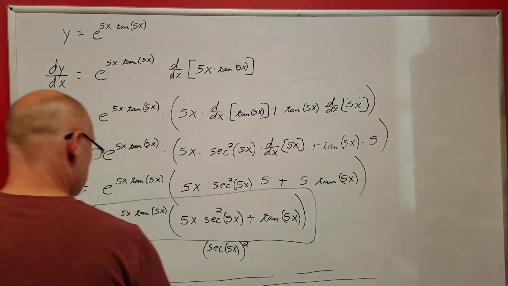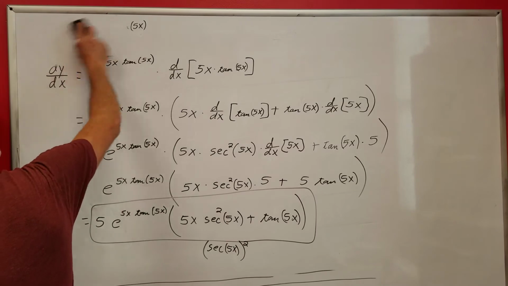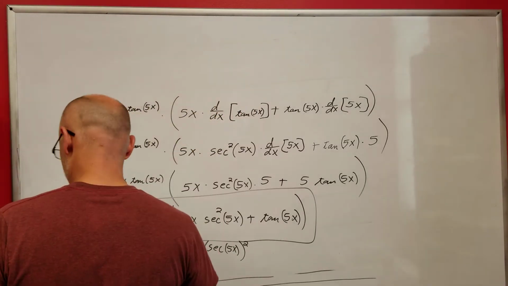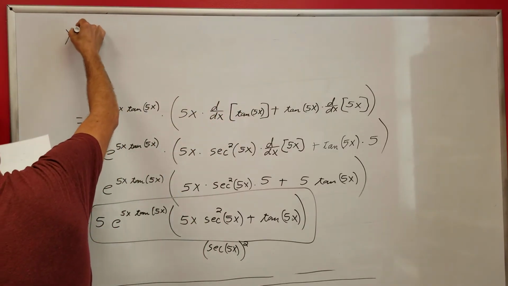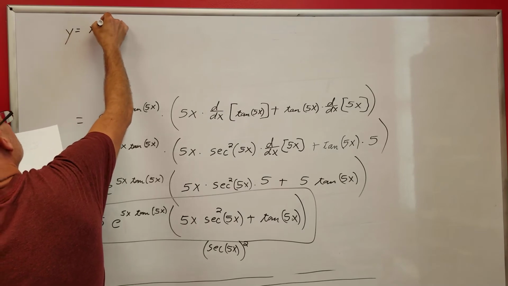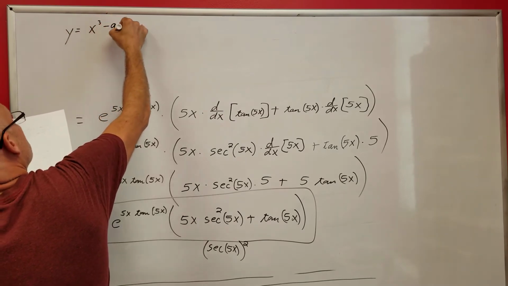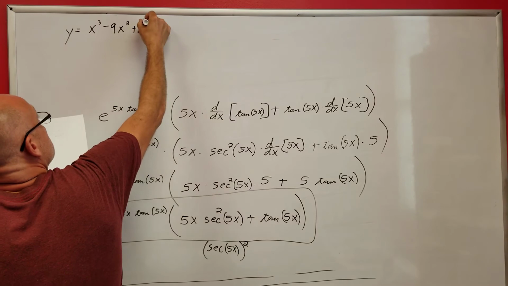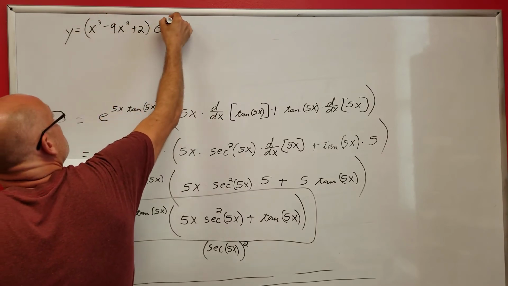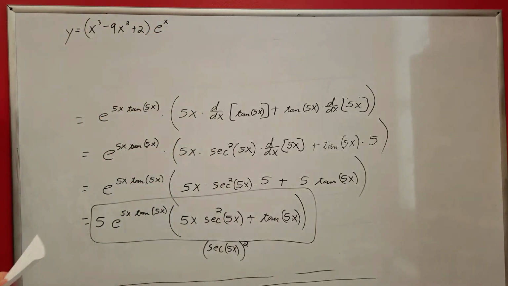All right, let's look at another one. What about this one? If I have y is equal to x cubed minus 9x squared plus 2 times e to the x like this, and it tells me to find the derivative of y with respect to x.